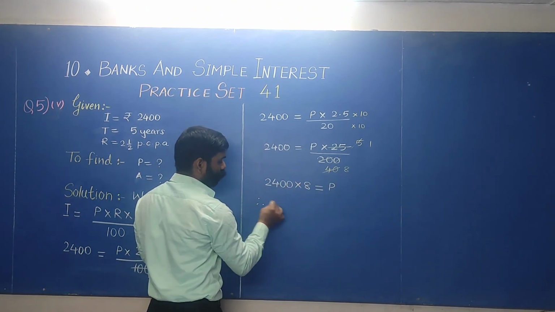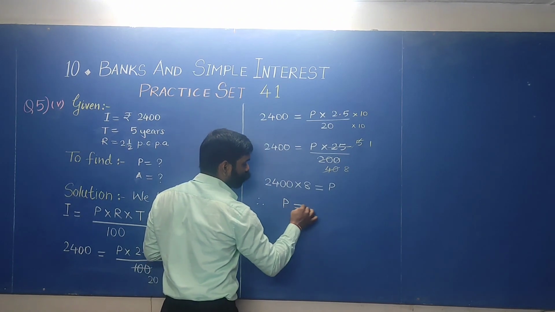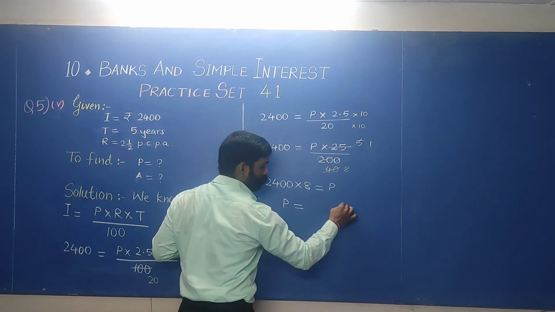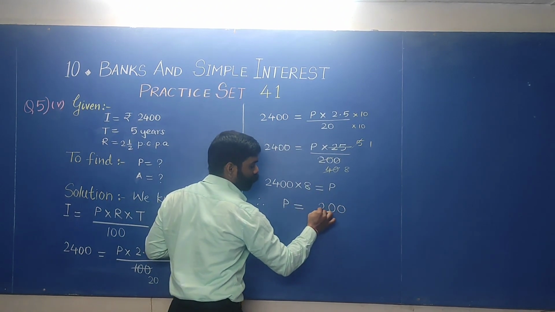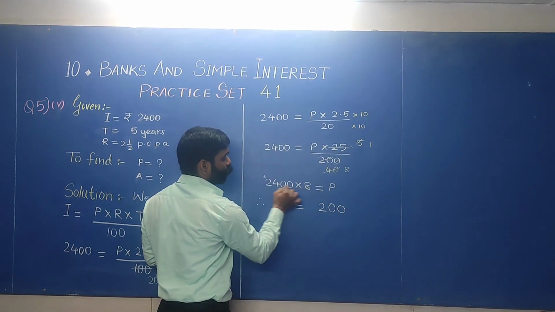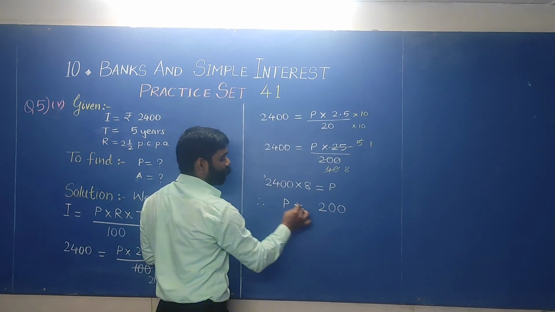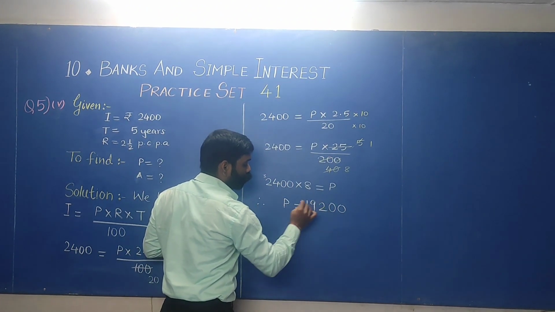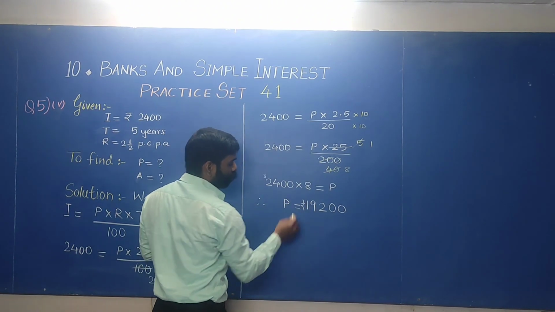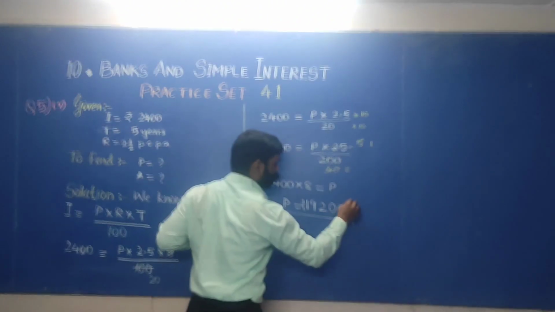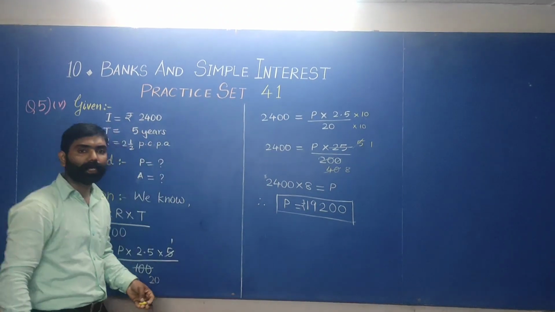So therefore I am going to multiply these two terms. 8 zeros are 0, 8 zeros are 0, 8 fours are 32, carry 3, 8 twos are 16, 16 plus 3 is 19. So we got the principal amount as 19,200. Okay students, take the screenshot.